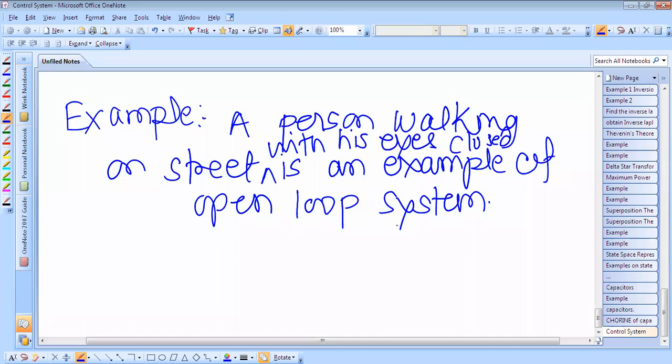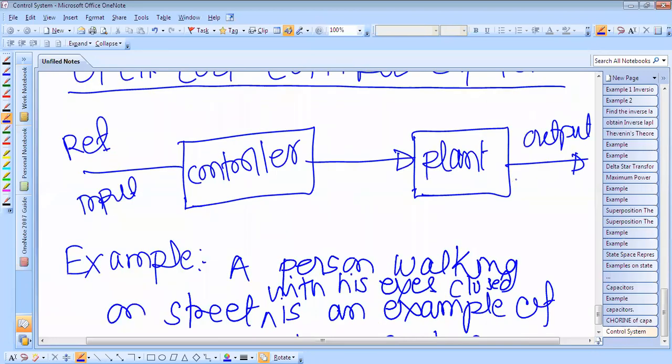is not having any feedback, that means it is an open loop control system. So in the open loop control system, the output is neither measured nor fed back for comparison with the input. In this case, the output is not measured or compared with the input.